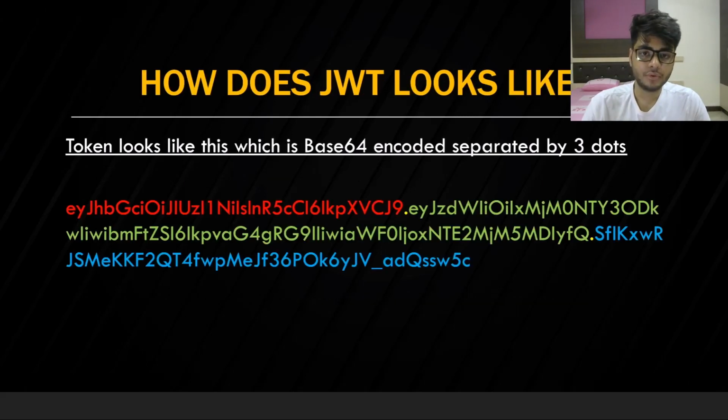Then how does a JWT look? As I already told you, it's base 64 encoded. If you look properly, it's actually three base 64 encoded things, and all those three are divided by a dot. The red part is called the header, the green part is called the payload, and the blue part is the signature, which actually has that private key or public key, which is then analyzed in the backend.